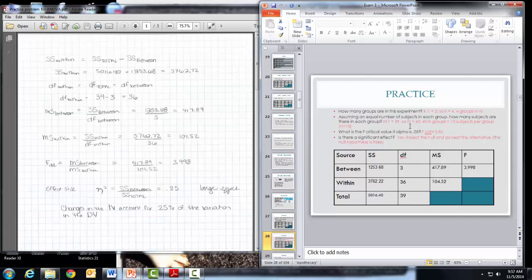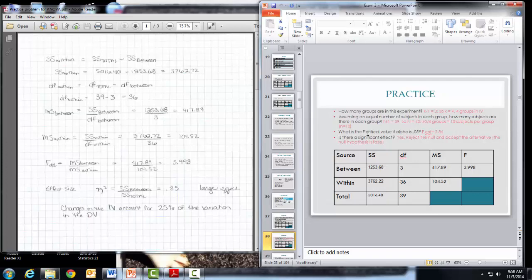So that tells us that N is 40. And if each of our 4 groups has an equal number of subjects, we would take 40 divided by 4 and get 10 subjects per group. So that would give us an equal number of subjects per group with a total N of 40. So little n equals 10.